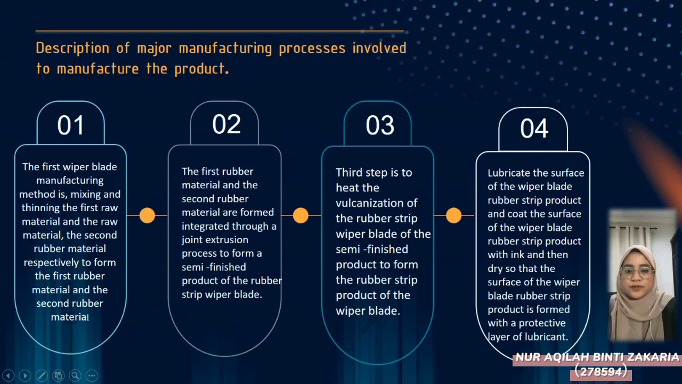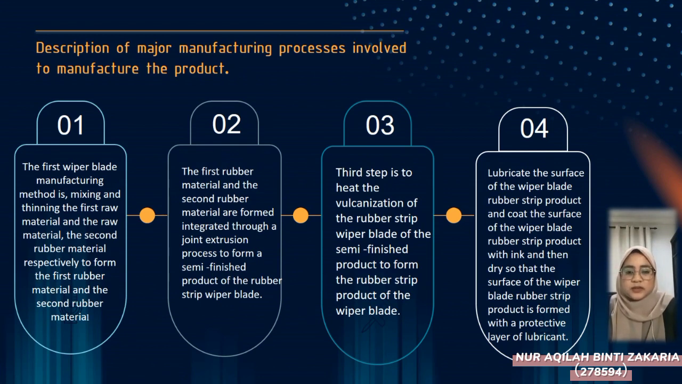Description of the major manufacturing process involved to manufacture the product. The first step in the wiper blade manufacture method is mixing and cleaning the first rubber materials and the second rubber materials, respectively. The second step is that the first rubber materials and the second rubber materials are formed integrally from a joint extrusion process to form a semi-finished product of the rubber strip wiper blade.